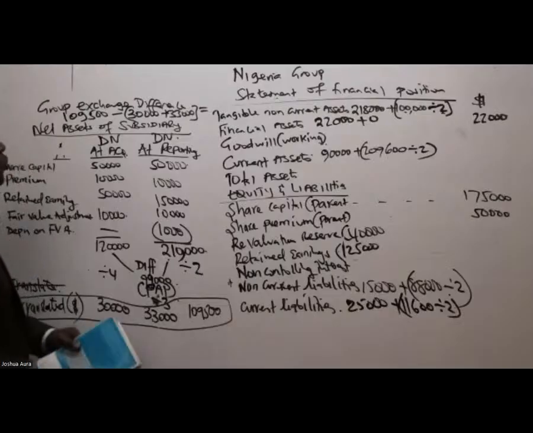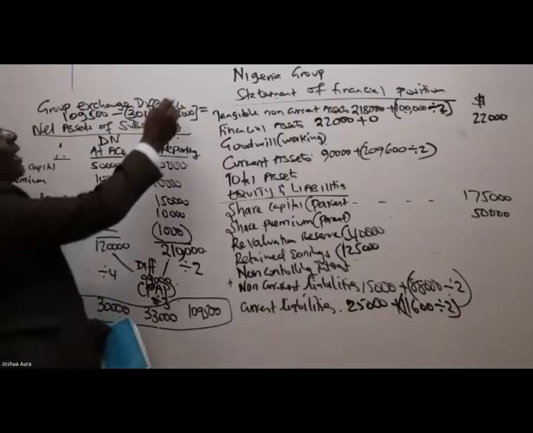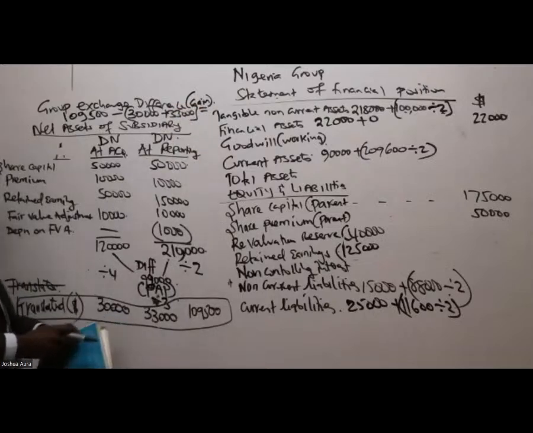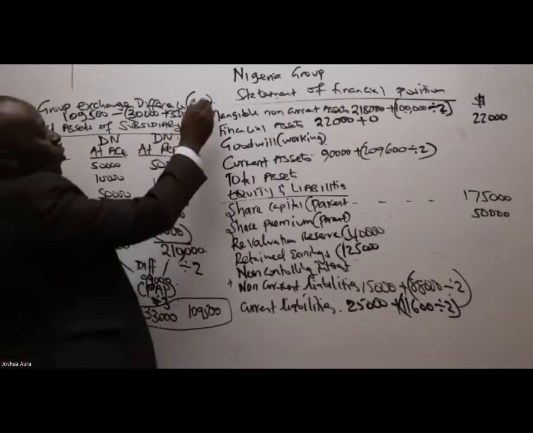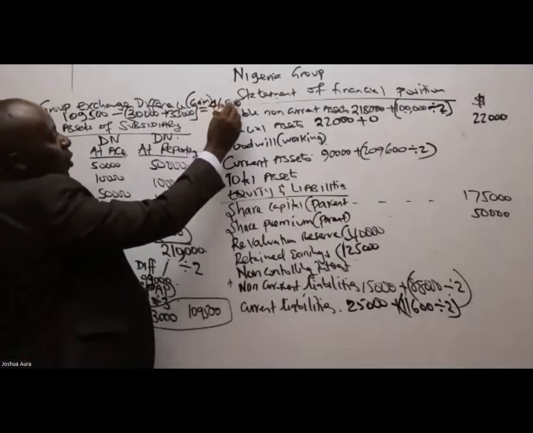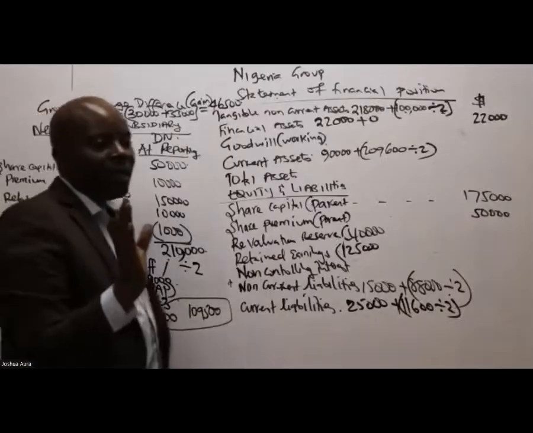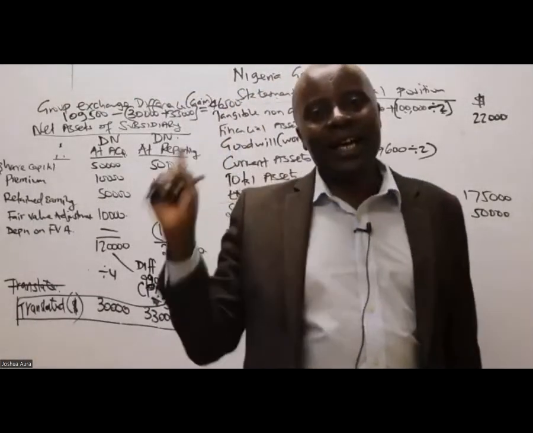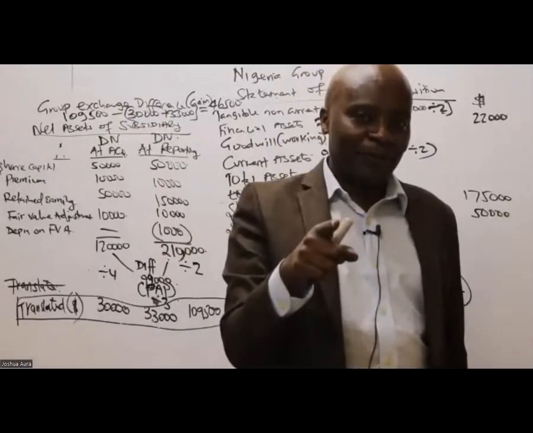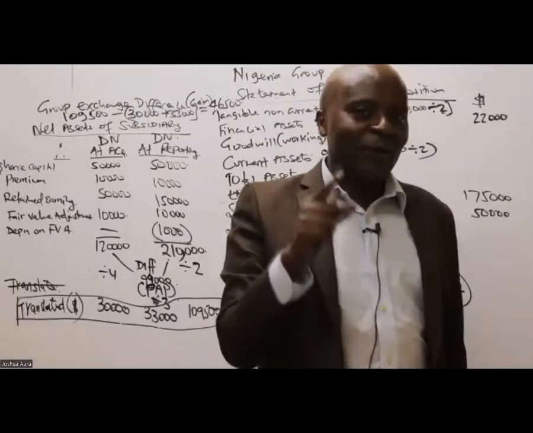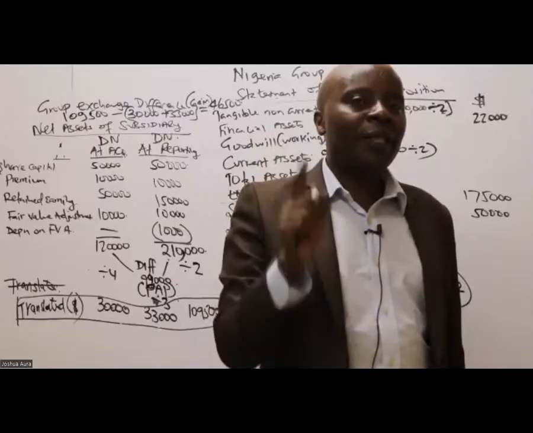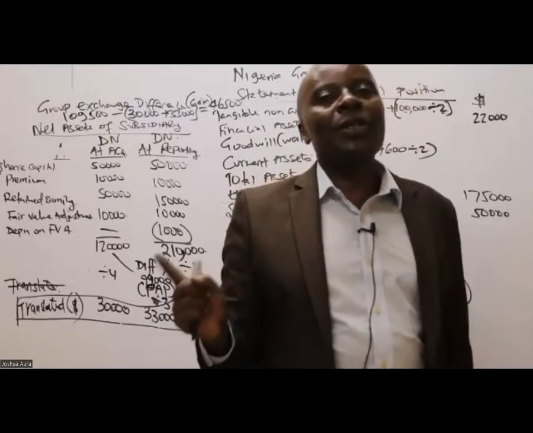So, ladies and gentlemen, this group exchange difference is a gain. A gain of how much? I'm being given 46,500. So whenever we have any gain, remember, you're going to give this out to the two owners. Who owns this subsidiary? It is owned by the parent and the NCI.